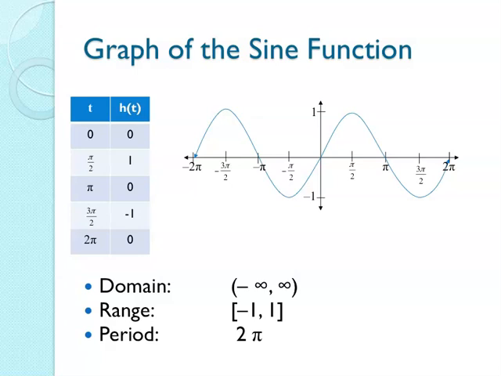And then lastly, is it even or odd? Remember I said that all of these functions are going to be one or the other. We can tell that there's no symmetry with respect to the y-axis, but there is symmetry with respect to the origin. So if you take any point on the graph and reflect it over the origin, you would end up with a point on the other side that is also on the graph.